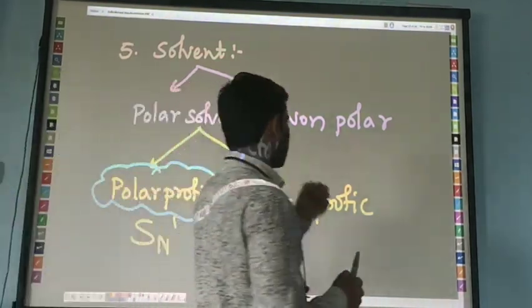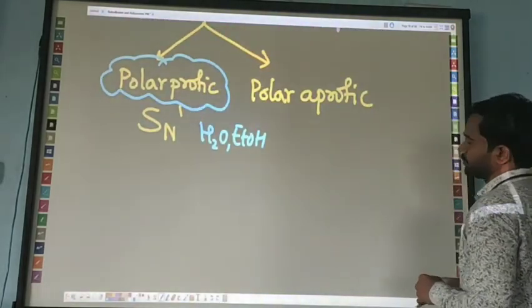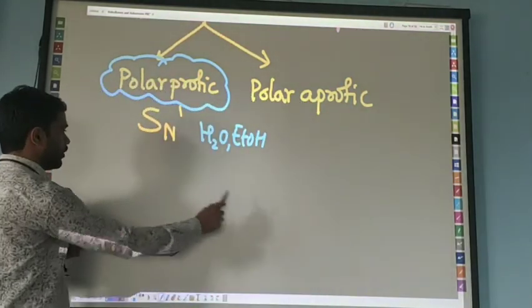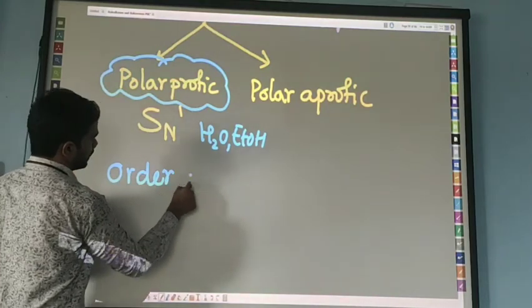The polar protic solvent is independent of the rate of concentration. What is the order of the SN1 mechanism? What is the order of the rate of reactivity? Order of reactivity.